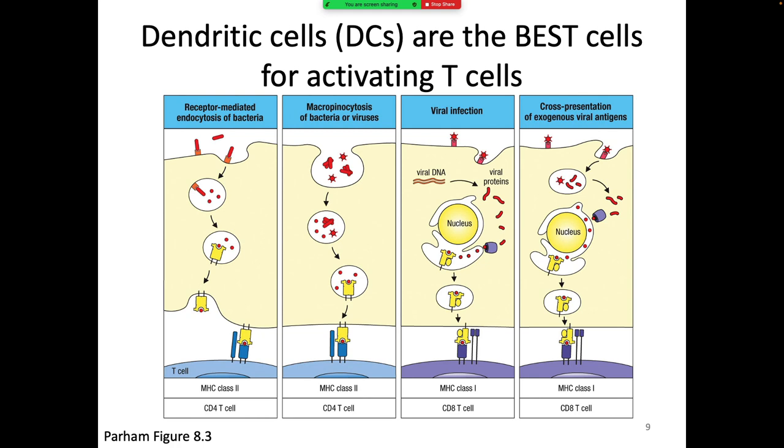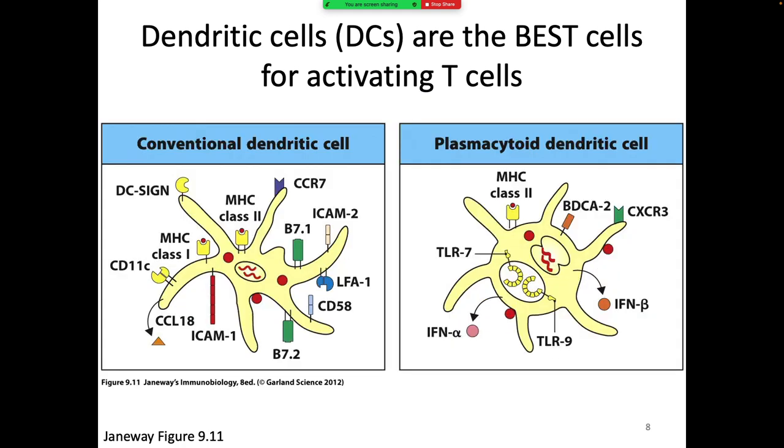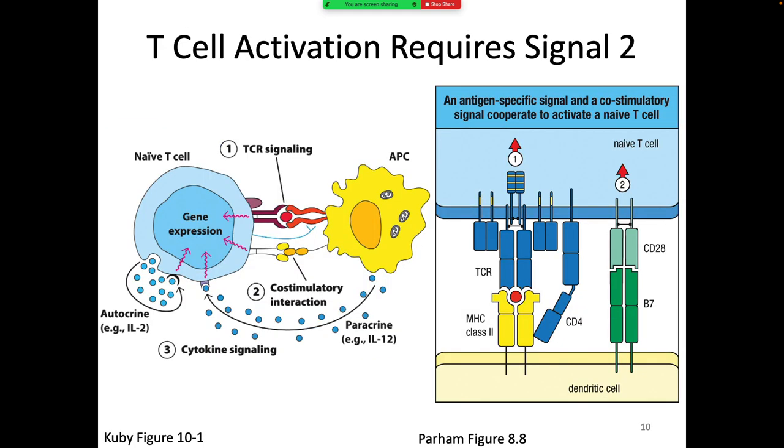The most important of all of these proteins on the surface of the dendritic cell is the protein that is going to allow the dendritic cell to provide signal 2. T cell activation requires signal 2. So if our T cell does not get both signal 1 and signal 2, we don't turn that T cell on.